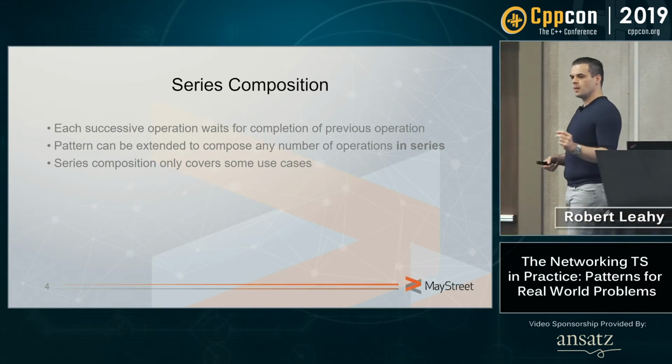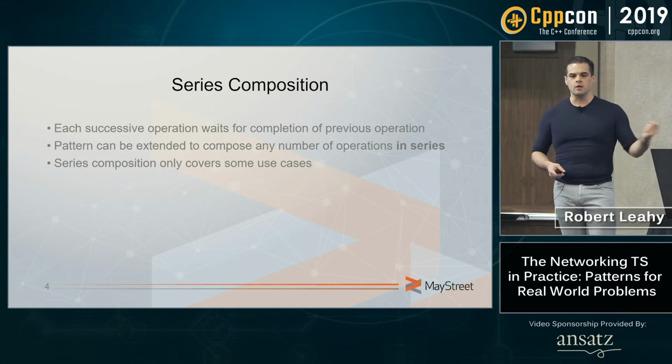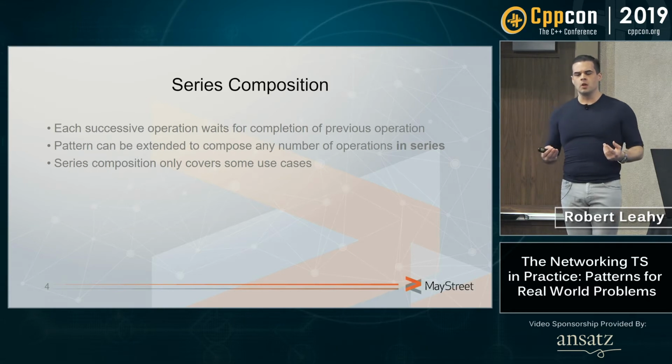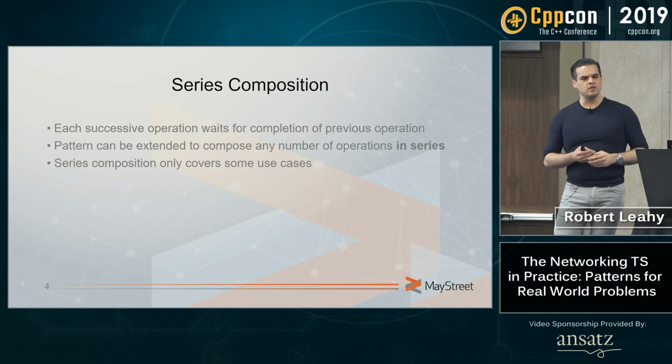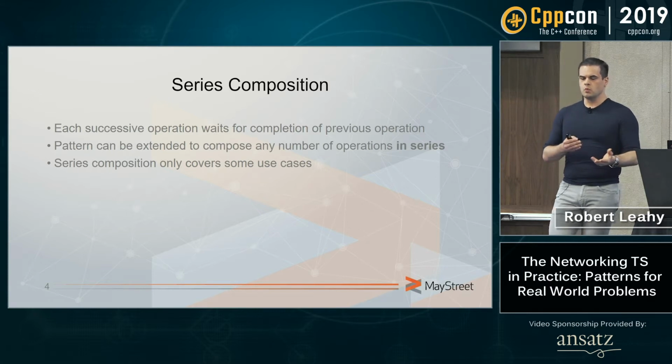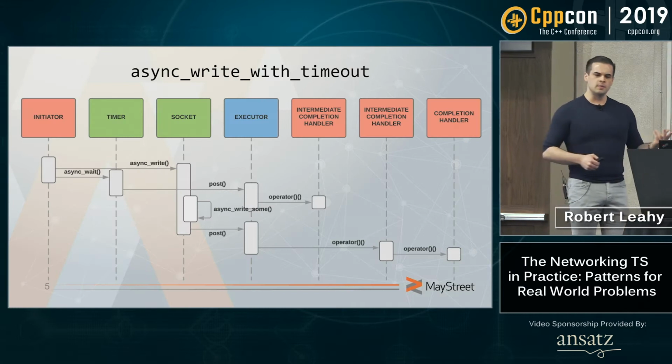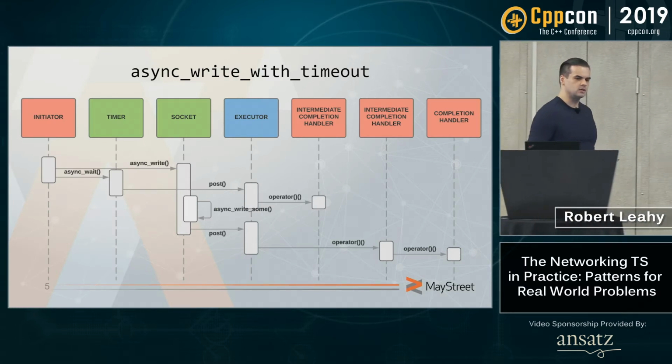Let's think about those two operations that we composed on the previous slide, wait and write. We composed them in series, one after another. But suppose we composed them in parallel, at the same time. Well, that would be the building block of something that is widely bemoaned as difficult to implement in the networking TS: writing with a timeout. Let's see how we might take a stab at implementing AsyncWrite with timeout.